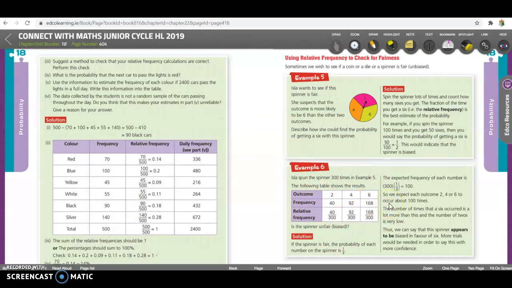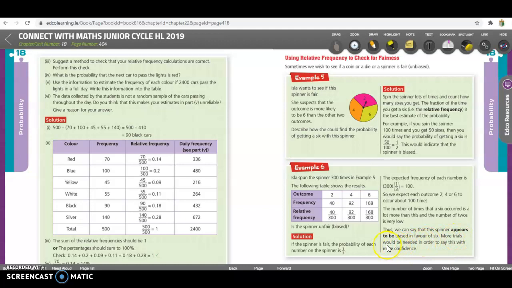All right. So it appears that that spinner may be biased. It's not giving fair results. It's not a third chance of each of them coming up. But again, if you look here, we can say that this spinner appears to be biased in favor of 6. More trials would be needed in order to say this with more confidence.